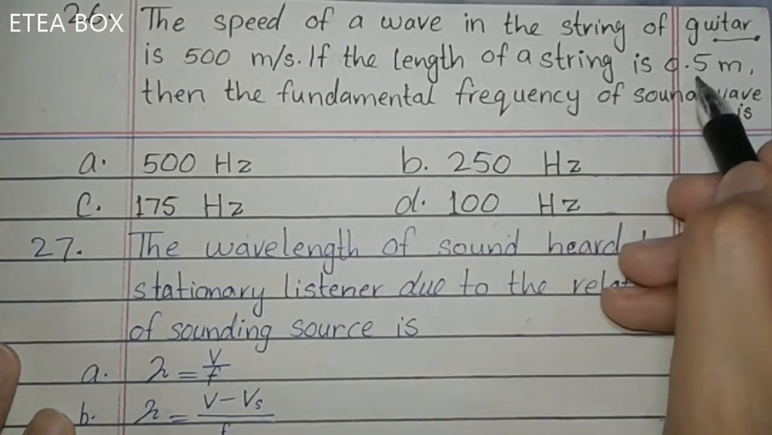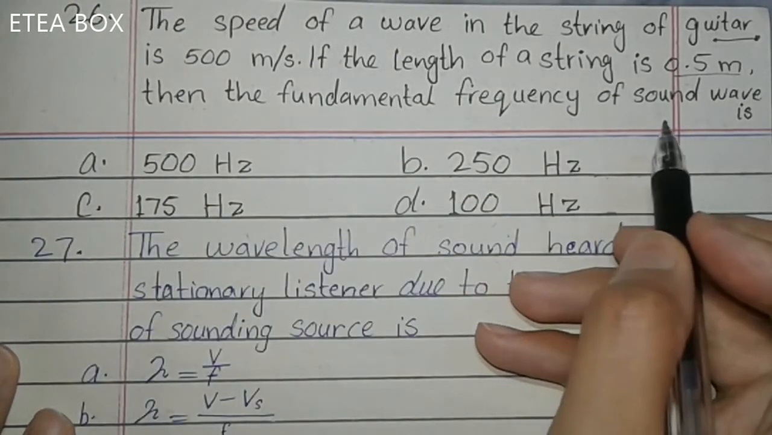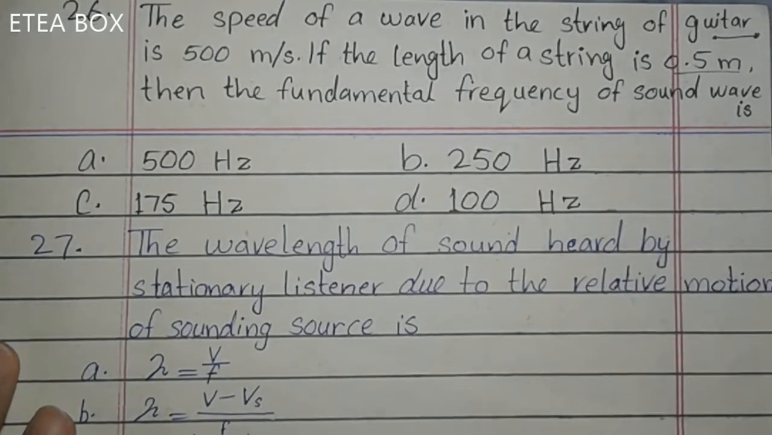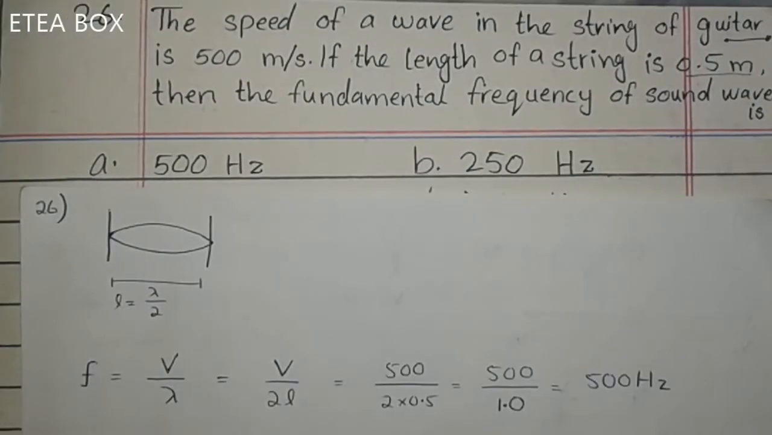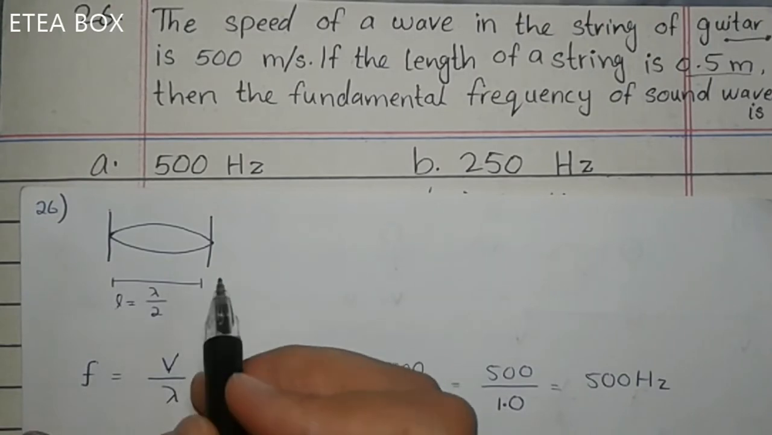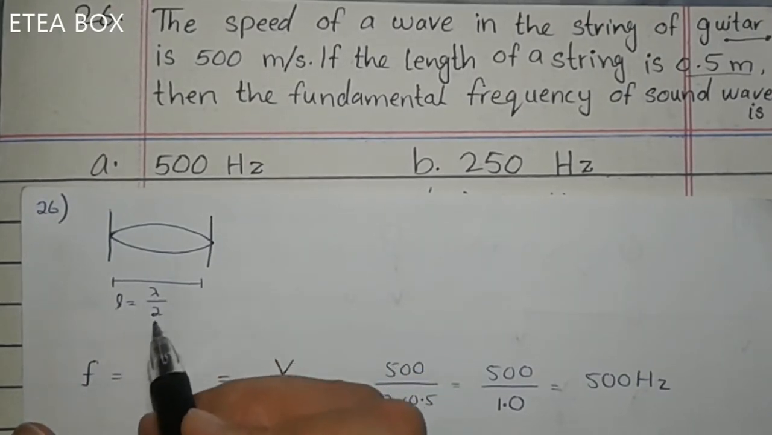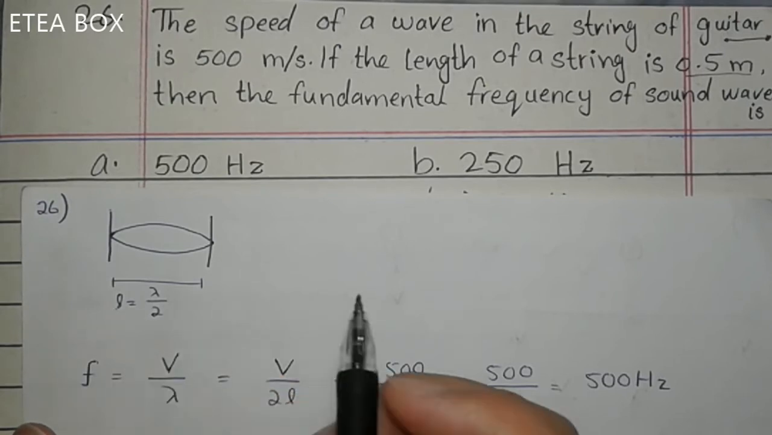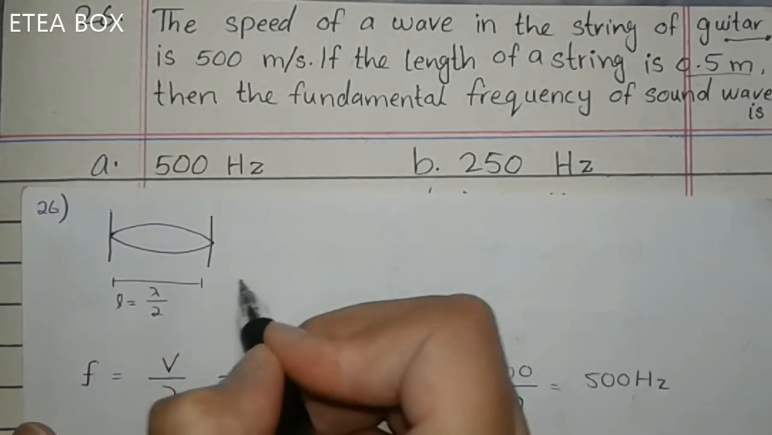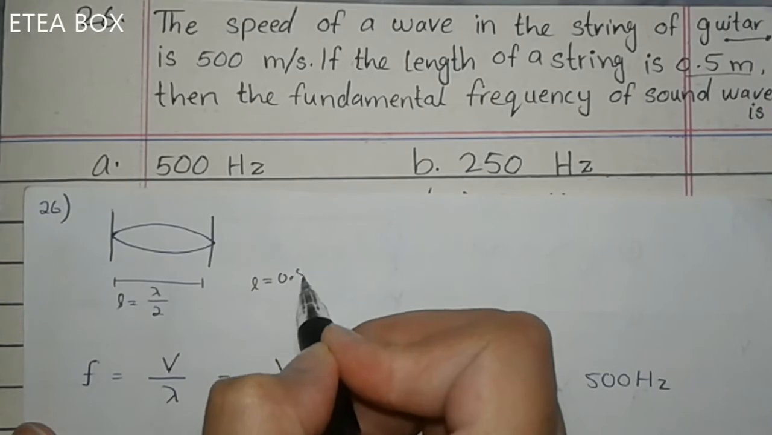If the length of a string is 0.5 meter, then the fundamental frequency of sound waves is? Now look at here, what is fundamental frequency? When there is one loop, then their frequency is called fundamental frequency. Here we know that the length is equal to lambda by 2, and the length is also equal to 0.5 meter.